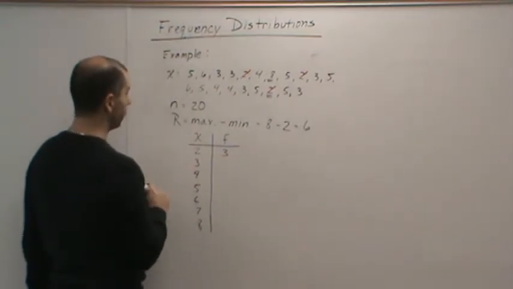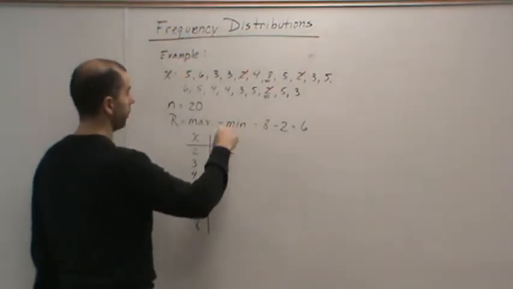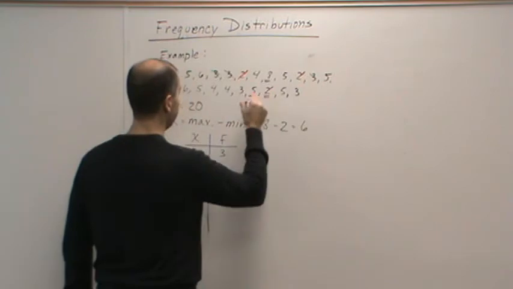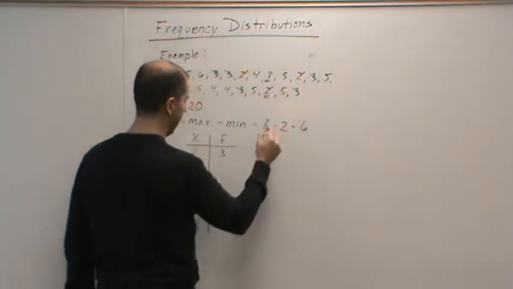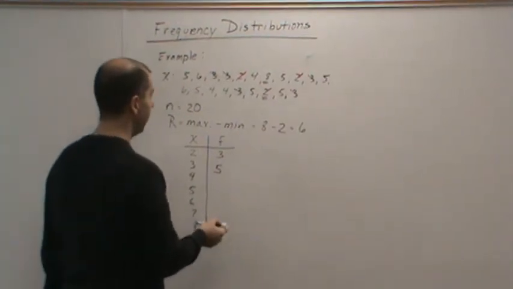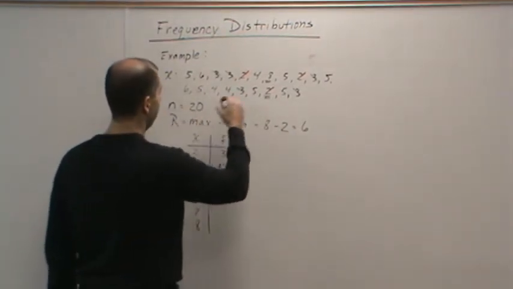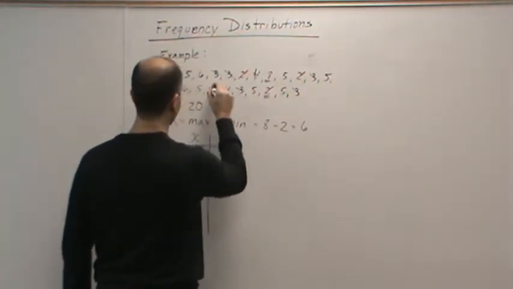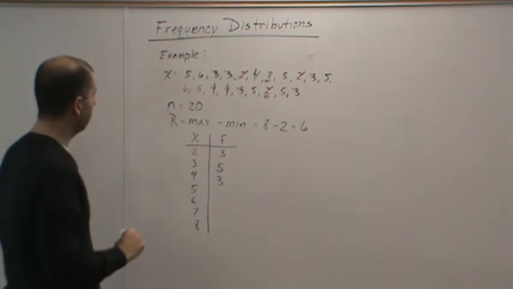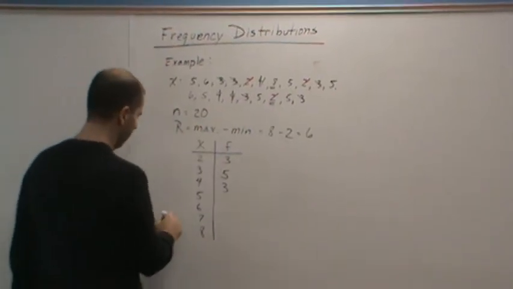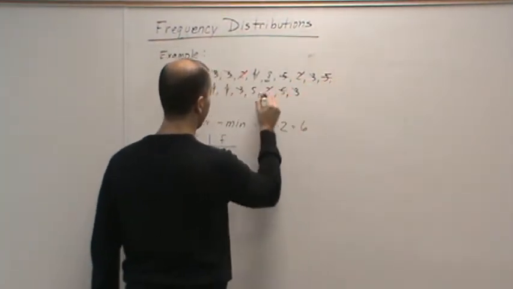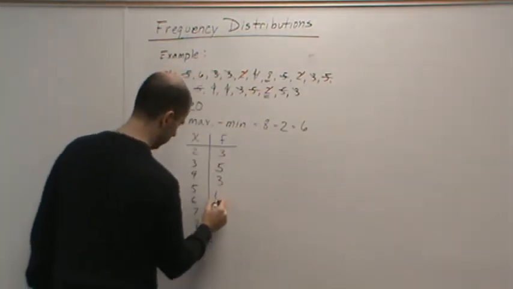Now I'm going to go to the 3s. I'm going to cross the 3s off going the other way. Okay? So I've got 1, 2, 3, 4, 5. So my frequency is 5. And now I'm going to go to the 4s. How many 4s do I have? Now I'm going to cross them off going vertical. Okay? So 1, 2, 3, so I got 3. And 5, now I'm going to go through the 5s and cross them off horizontally. Let's see how many 5s I got: 1, 2, 3, 4, 5, 6. So the frequency is 6.